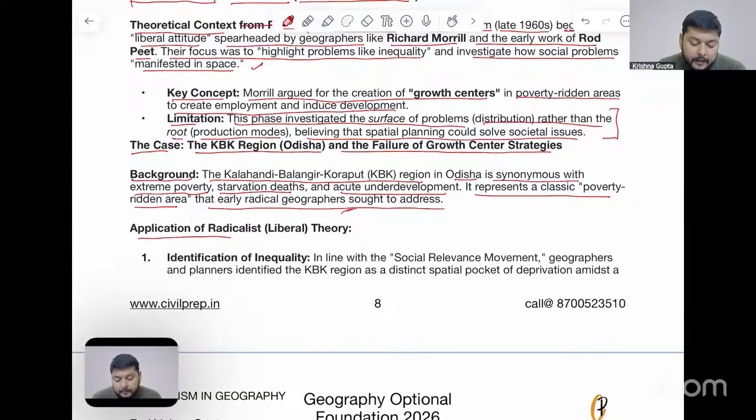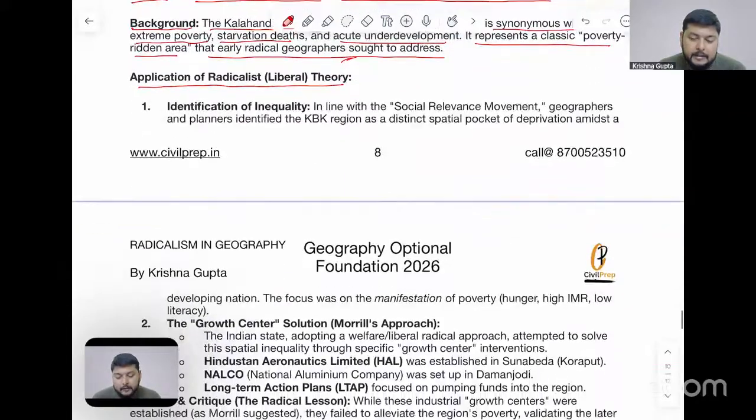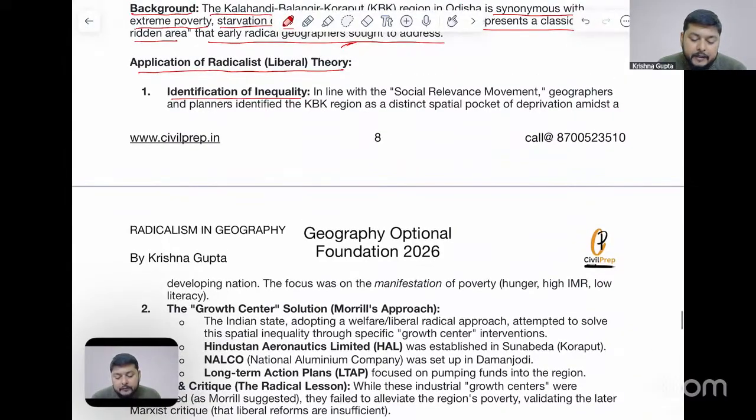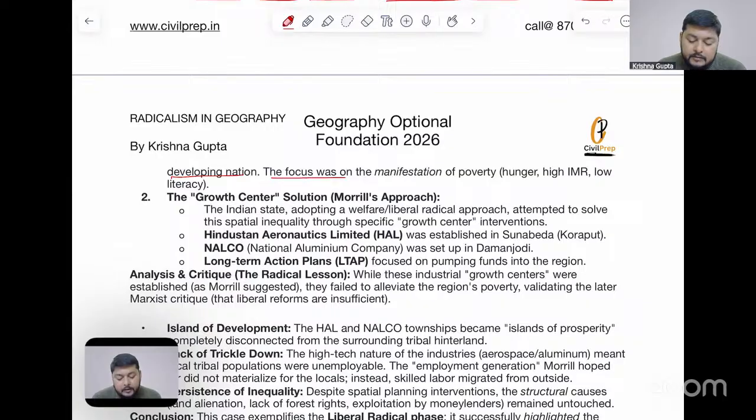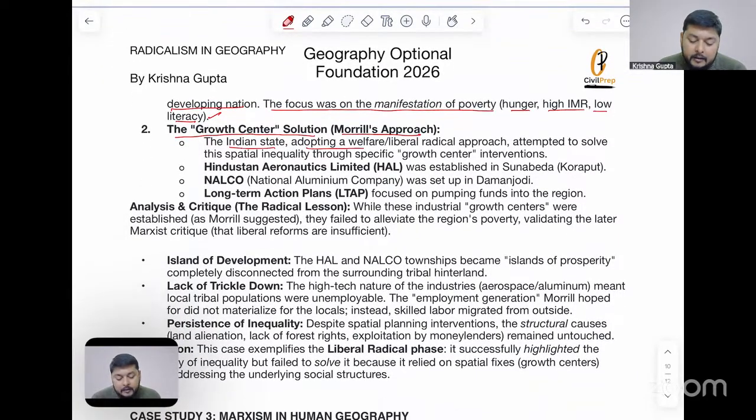Now, when we apply the radicalist or the liberal theory to this context, identification of inequality. In line with the social relevance movement, geographers and planners identified the KBK region as a distinct special pocket of deprivation amidst a developing nation. The focus was on manifestation of poverty, that is hunger, high infant mortality rate, and low literacy rate in the region. When we look at the growth center solution of Morrill's approach, the Indian state, adopting a welfare liberal radical approach, attempted to solve the spatial inequality through specific growth center interventions.